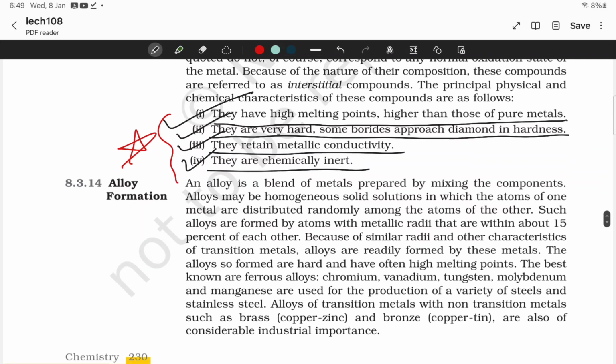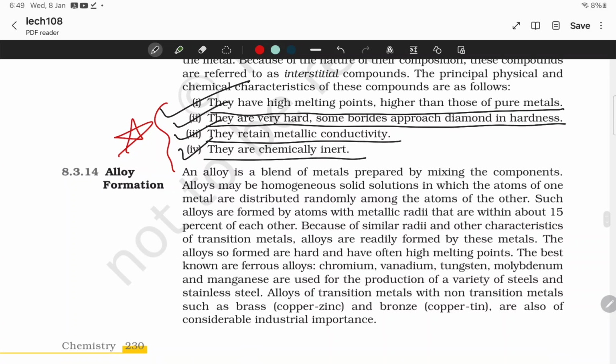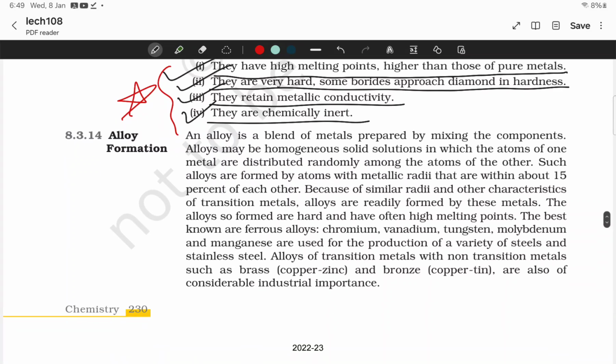Okay. Now, alloy formation. Brass, bronze, German silver, etc. are different alloys. Mostly these alloys contain d block elements only. An alloy is a blend of metals prepared by mixing the components. An alloy may be a homogeneous solid solution in which atoms of one metal are distributed randomly among the atoms of the other.